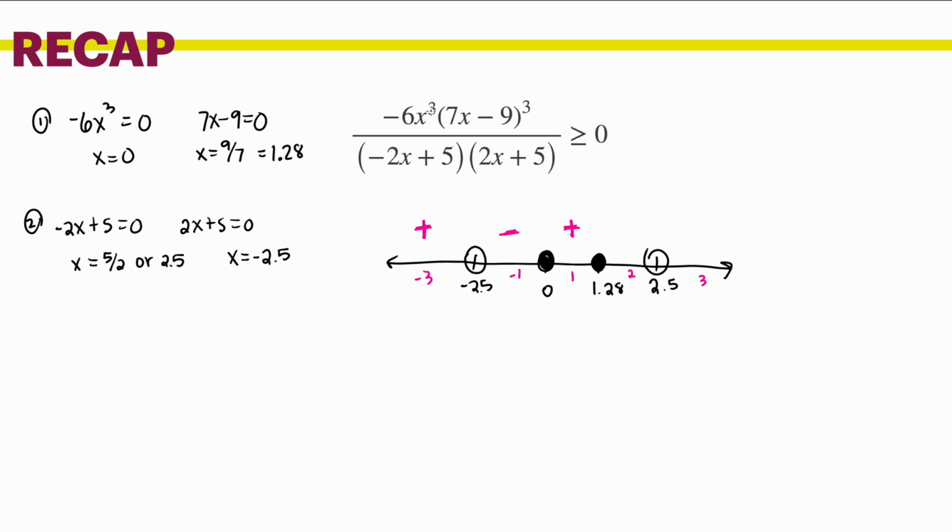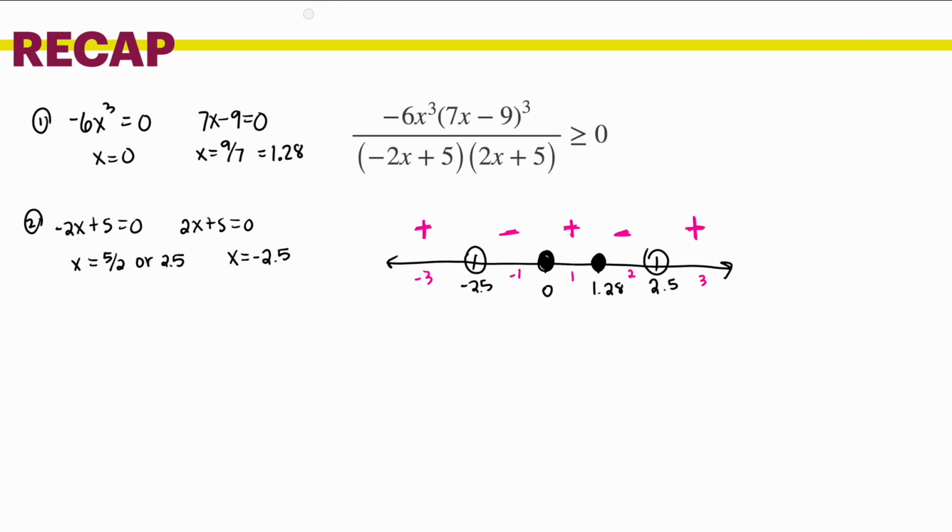Plug in 2. 2 cubed is 8. 8 times a -6 is negative. 2 times 7 is 14. 14 minus 9 turns to a positive number. 2 times -2 is -4 plus 5 is still +1. And 4 plus 5 is positive. Only have one negative, so it's negative. And then a +3. 3 times or whatever times -6 is negative. 21 minus 9 turns positive. 3 times -2 is -6 plus 5 turns -1. 3 times 2 is 6 plus 5 is positive. There are two negatives, they cancel each other out.